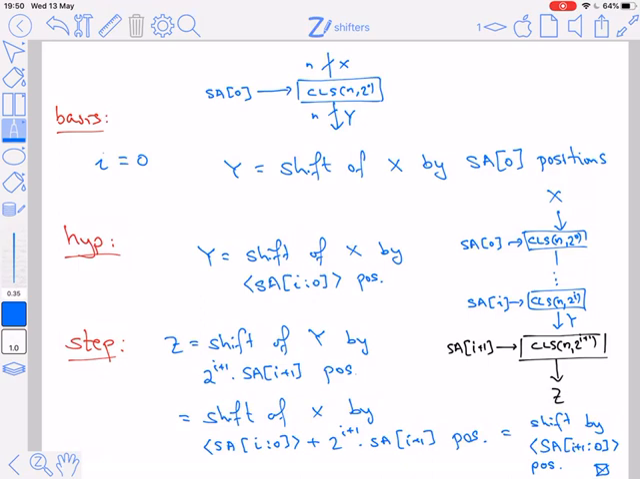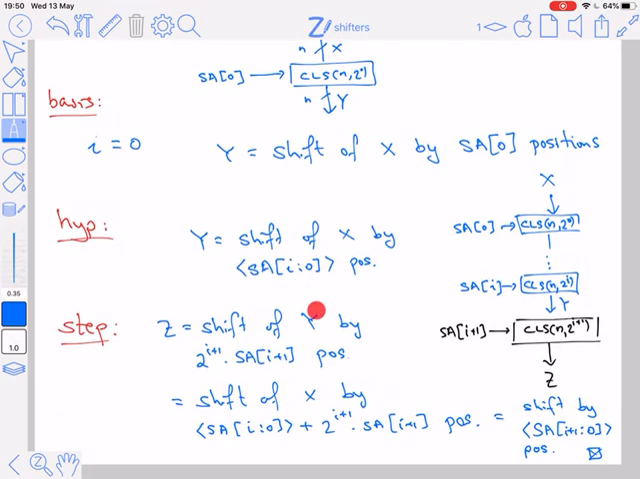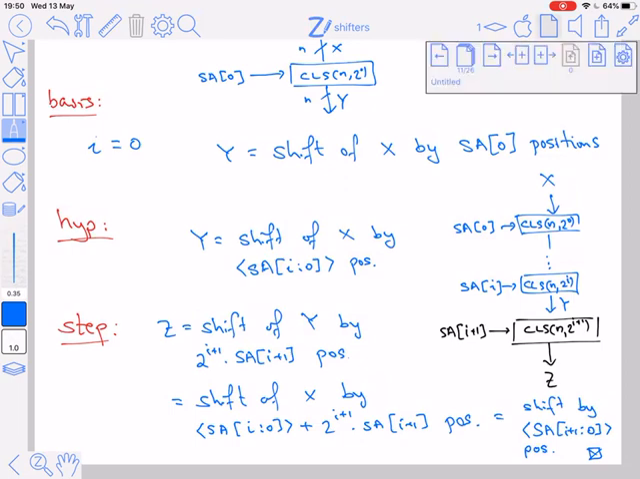Okay? Now, Y itself, by the induction hypothesis, is a shifting of X by this many positions. So I know that Z is a shifting of X by this many positions, plus the extra shift which you have between Y and Z. Now, this shift amount is exactly the number represented by SA in positions i plus 1 to 0 in binary representation, and that completes the induction step.